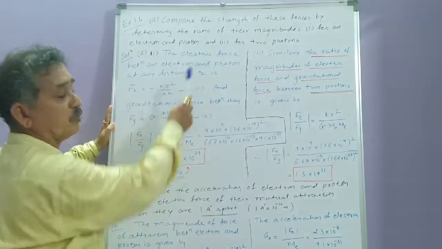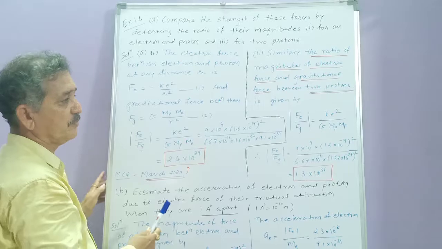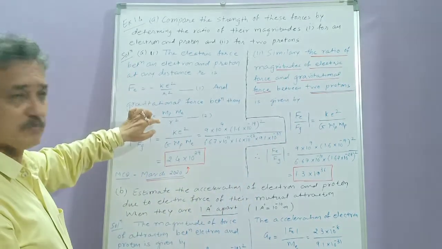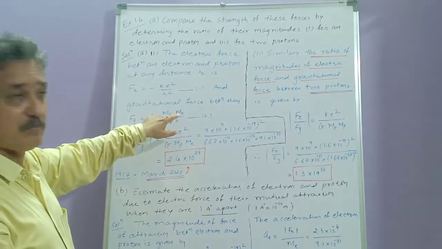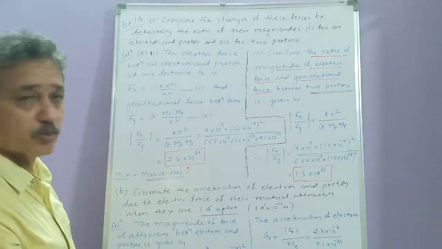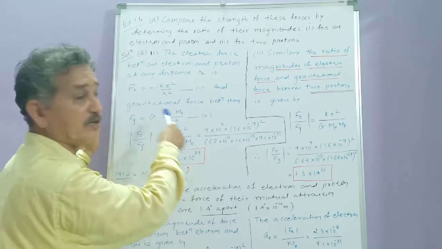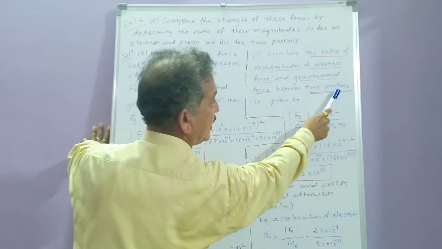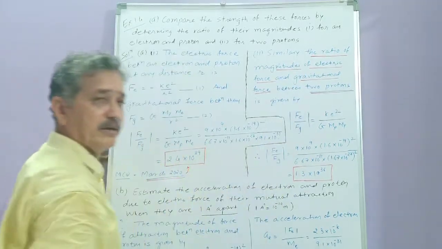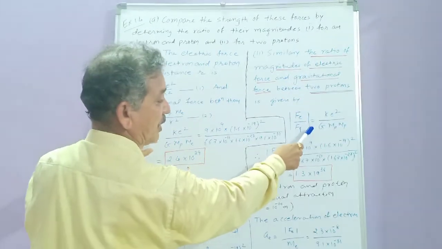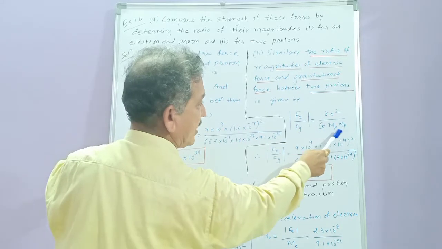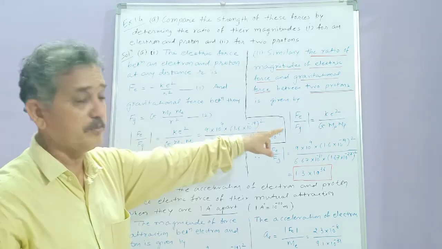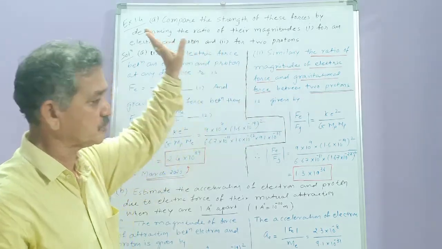Similarly, now we solve the second part of A. Instead of electron and proton, two protons are there. Then again the same kind of two equations will come, but instead of mp and me, there will be mp and mp because there are two protons. So again taking the ratio, the ratio of the magnitudes of electric and gravitational force between two protons is given by Fe upon Fg equal to k e square upon G mp into mp. Here instead of mp into me, there will be mp into mp because there are two protons.